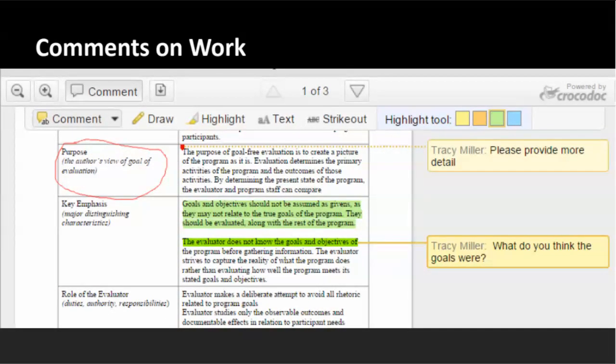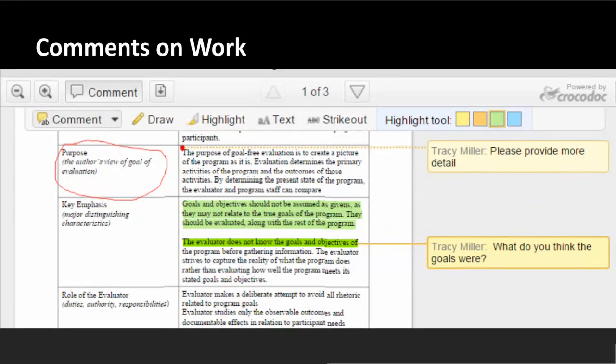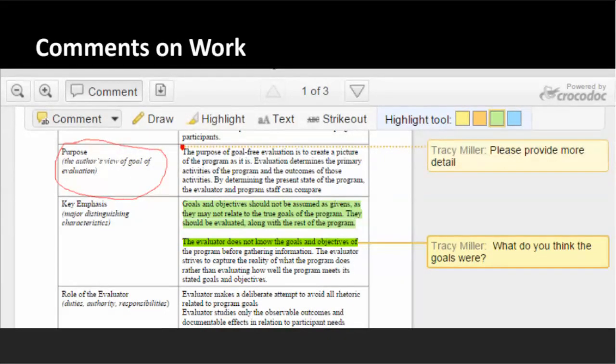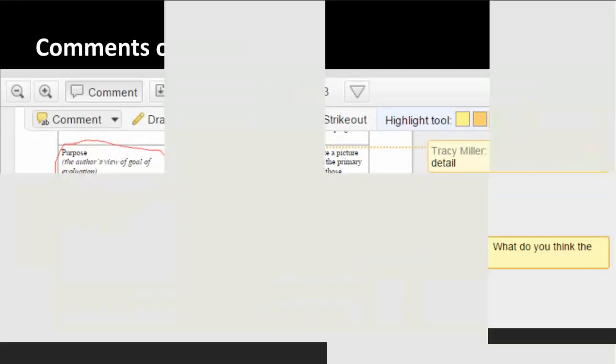And so then the next one is, what do you think the goals were? So you're trying to get them to think beyond just that statement they put. The evaluator does not know what the goals and objectives of the program were. So, all right, you're the student. What do you think they were? So you're trying to get them to think beyond just this small aspect of an assignment.